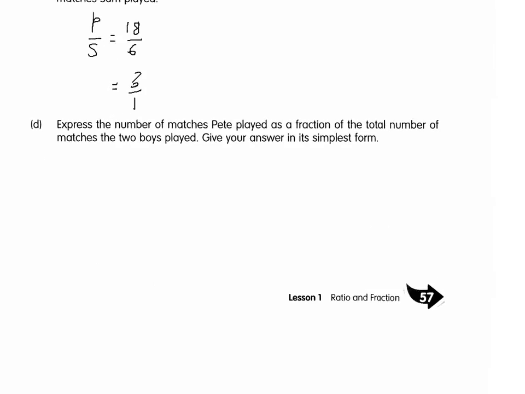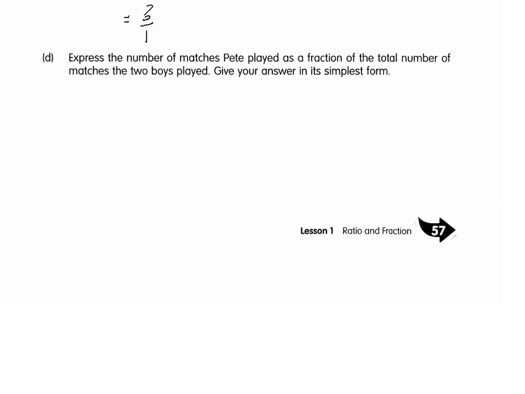Express the number of matches Pete played as a fraction of the total number of matches the two boys played. Okay, so first of all, we need to find what's the total number. So we know I have a 18 and I have a 6, right? Which gives me a 24.